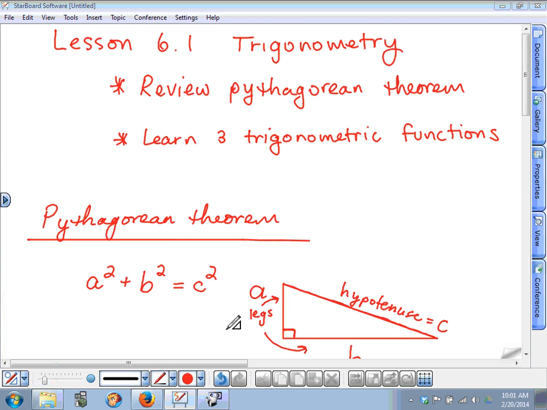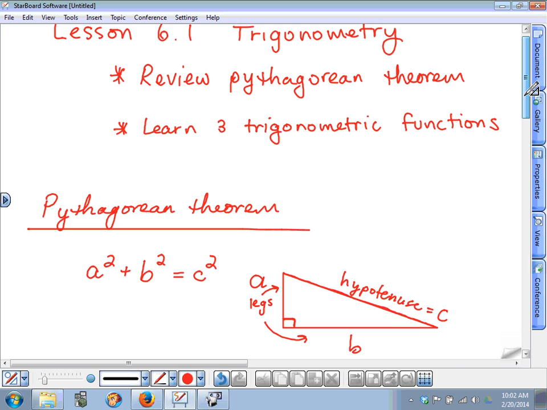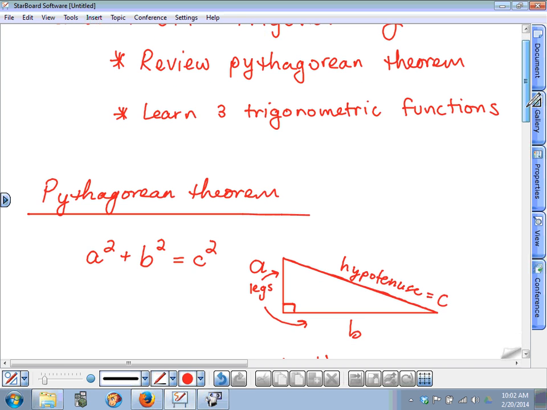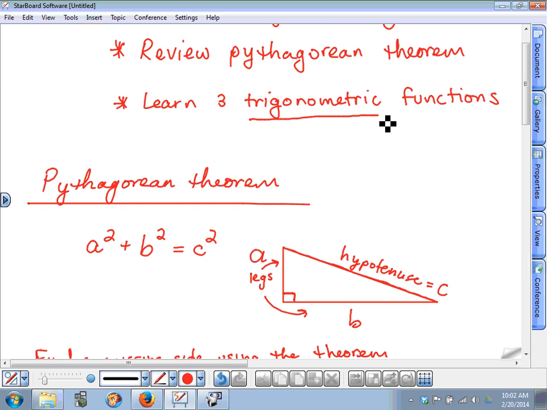So, this is what we're learning about. Trigonometry means study of right triangles. We need to review the Pythagorean Theorem. And then there's 3 trigonometric functions.